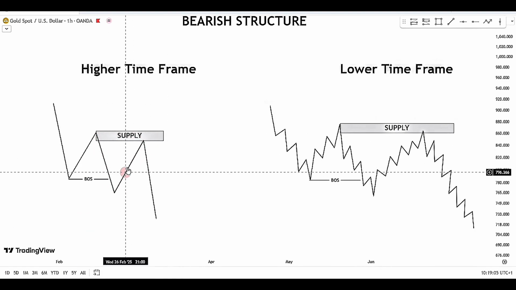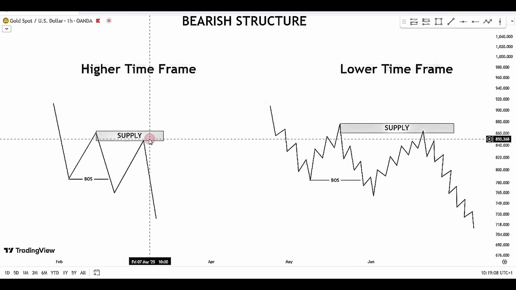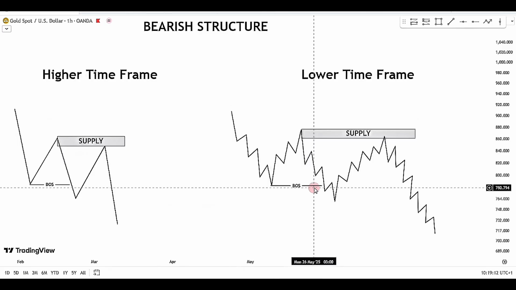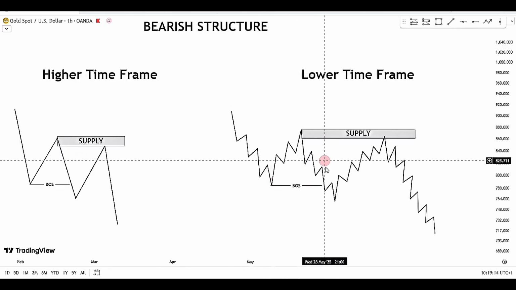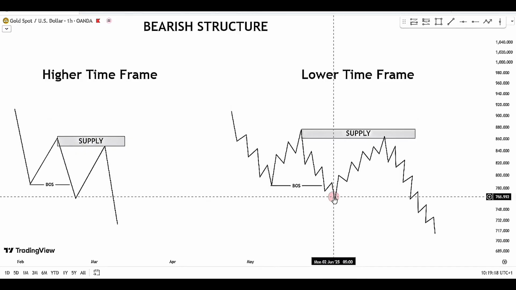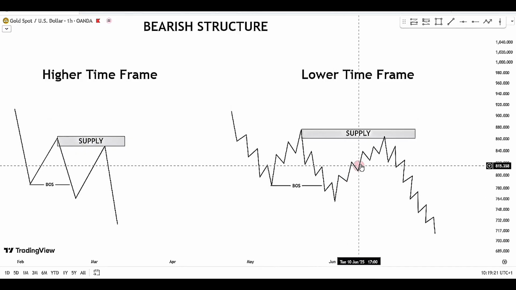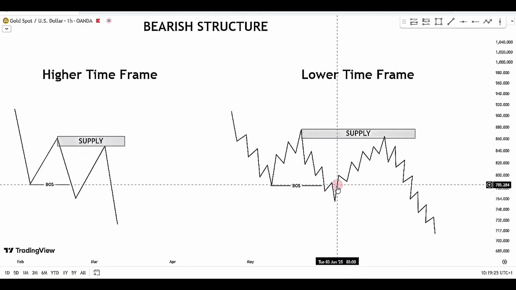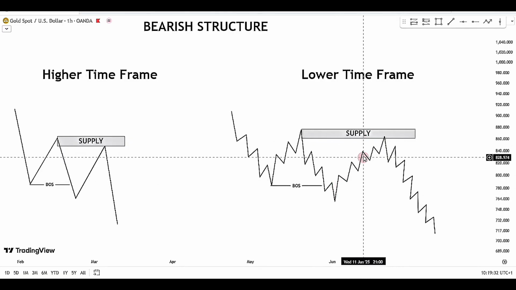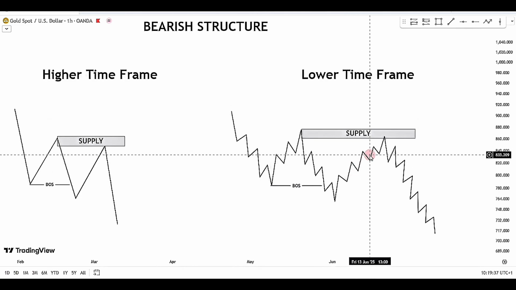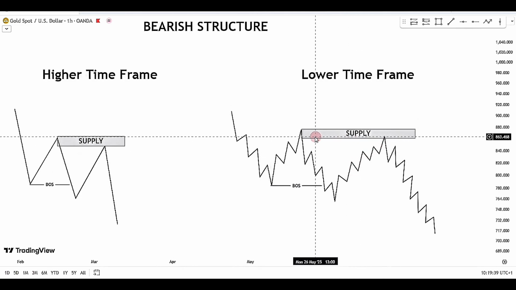After we have seen price come in on that supply zone, what we need to do is go to the lower time frame to look for a shift of structure. Initially, this was the break of structure that we have on the higher time frame, and this is when price was retracing back towards that higher time frame supply. I'm noticing what price was doing. We saw price creating a higher high, higher low, higher high, higher low, higher high, higher low, coming to that very supply zone.